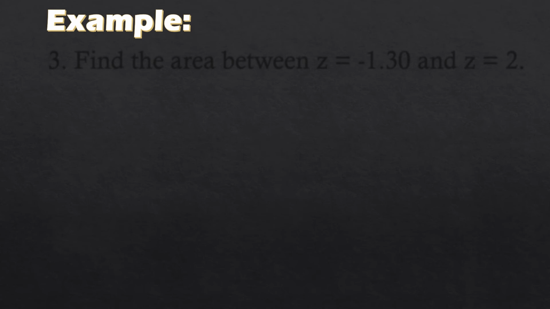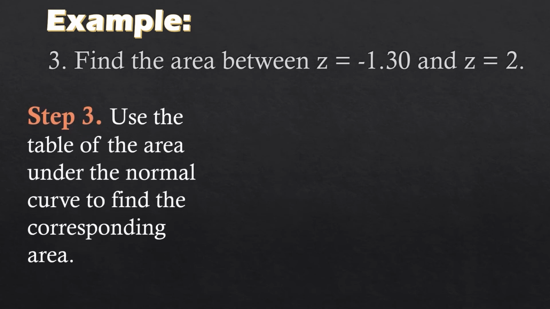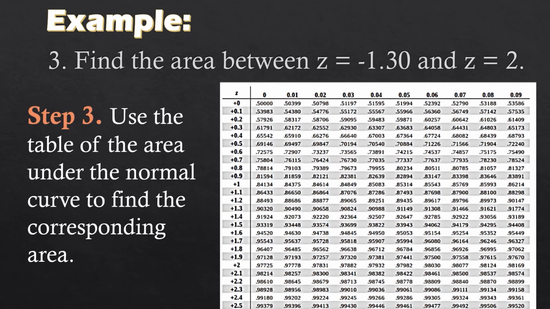For the area of z equals 2, we need to use the positive z-table. We have here the positive 2, and since we don't have a decimal place, we just have 0. At the intersection, we have the value of 0.9772.